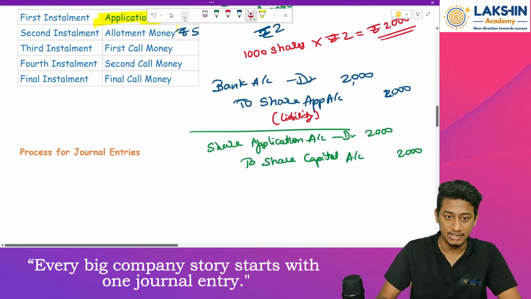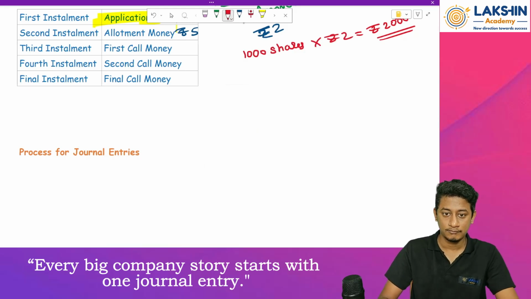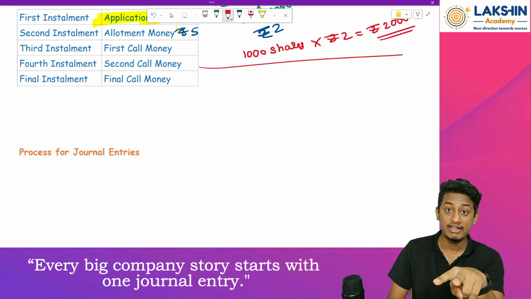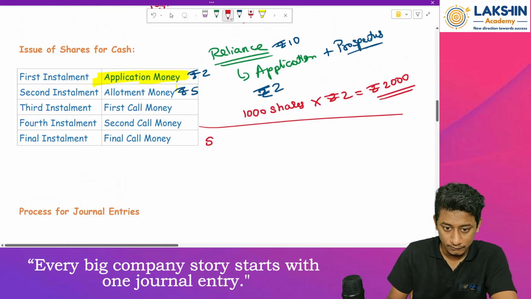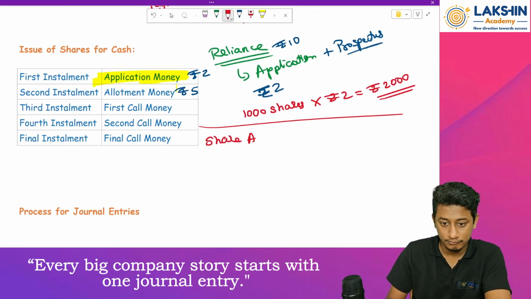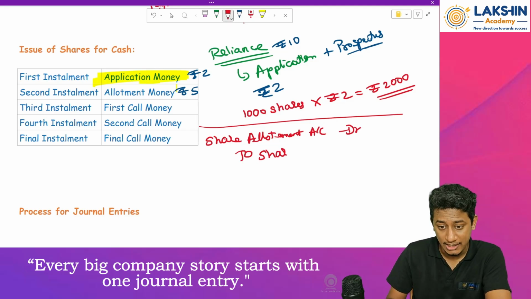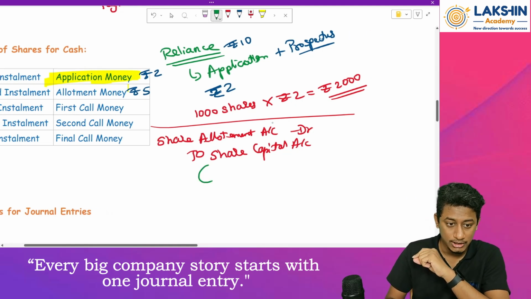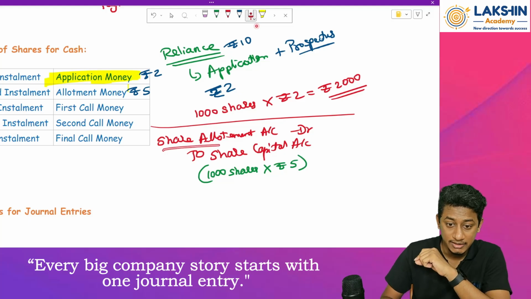Now how to pass the journal entries? Okay, let's start. I have told you that in this case, allotment will be done first, and then you will receive money, right? So the entry where you receive the money will be the second entry. So the entry will be share allotment account debited to share capital account. So in this case, I will increase the value of capital first, and then I will go for receiving the money. So the entry will be 1000 shares into rupees 5, because this time I am receiving the money on share allotment.